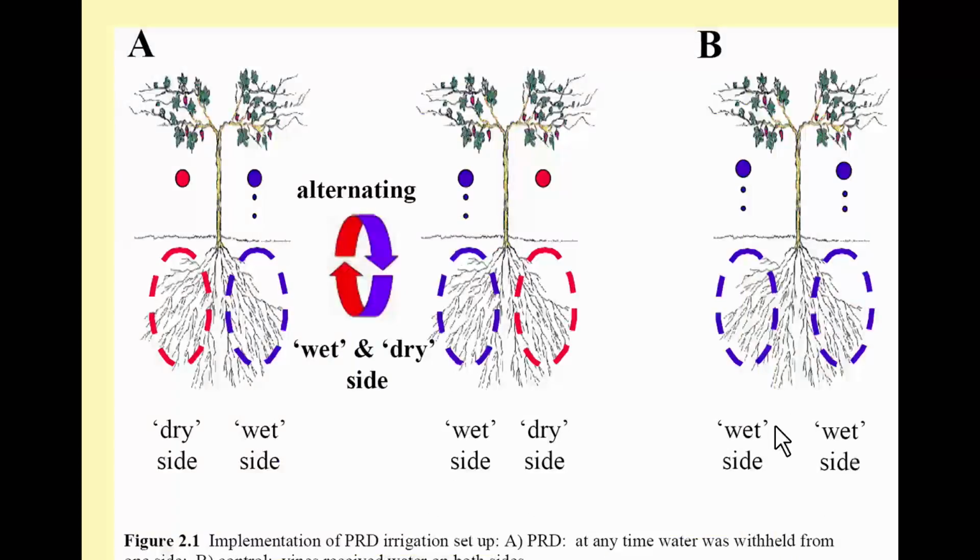In the usual drip irrigation system, we irrigate the whole root zone, so the right and the left side of the roots get the same water at the same time. When we apply partial root drying, we irrigate one side and we leave the other side dry. So we irrigate half of the root zone and leave the other half dry, and then we alternate. The next time, the side that was dry will become wet, and the one that was irrigated will not be irrigated and stays dry.